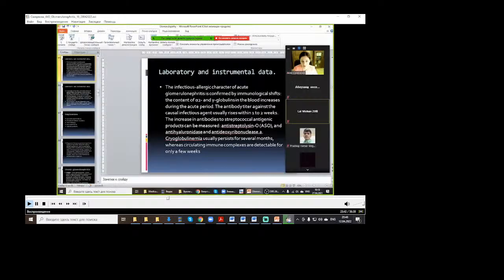We have stopped at laboratory and instrumental data and at confirmation of the autoimmune or immunological nature of acute glomerulonephritis.